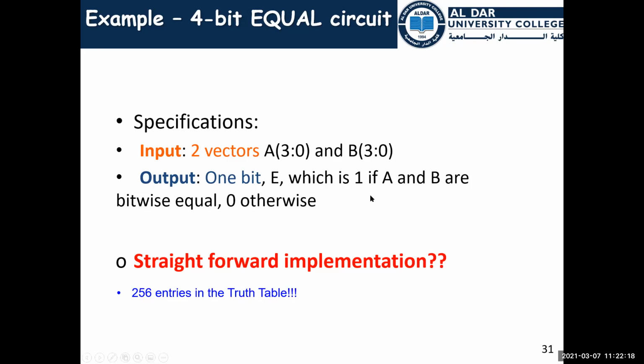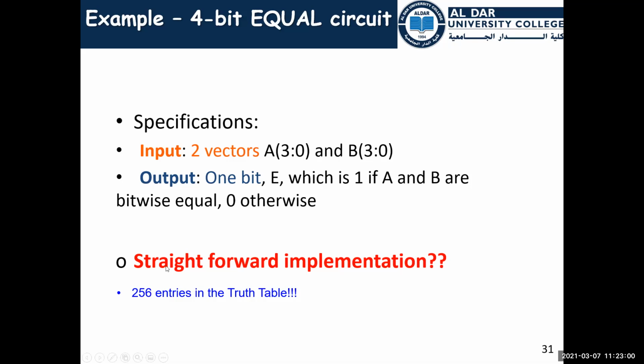The best way to do that, for the comparator or the equal circuit, we again have two variables, A and B. This variable is four bits, and this one is 4 bits. If we want to make the truth table, we need 4 bits and 4 bits, which is 8 bits. We need 2 to the power 8, which is 256. We need 256 entries in the truth table. How can you just draw a giant truth table?